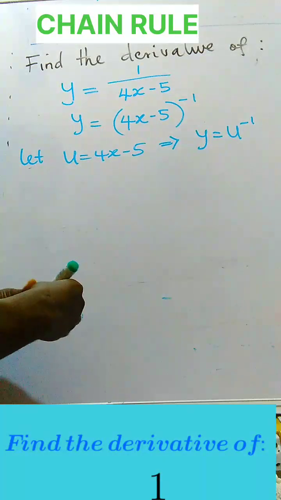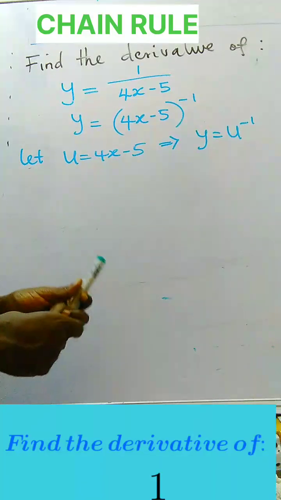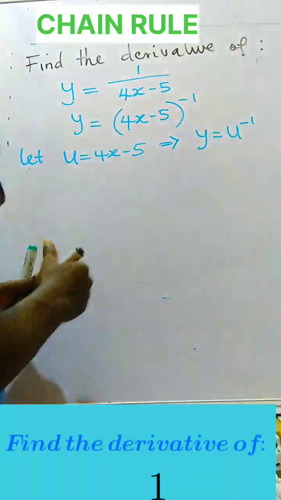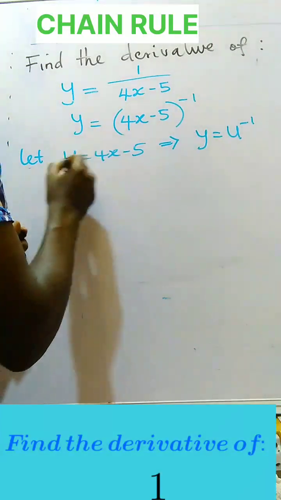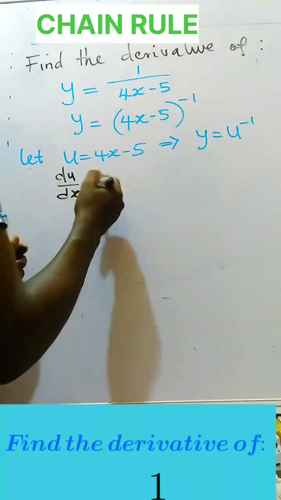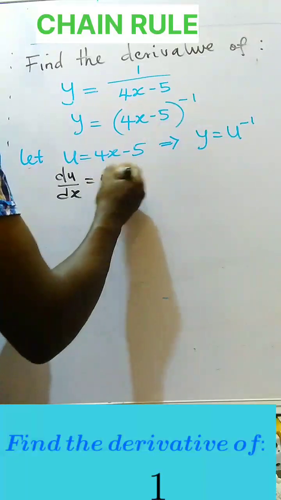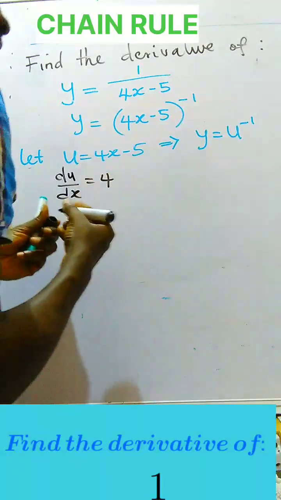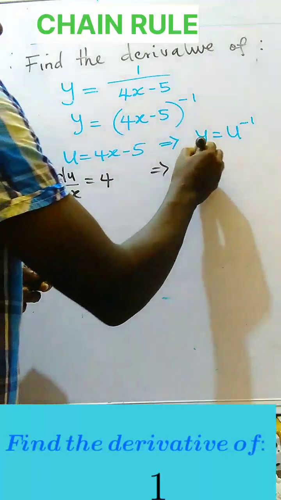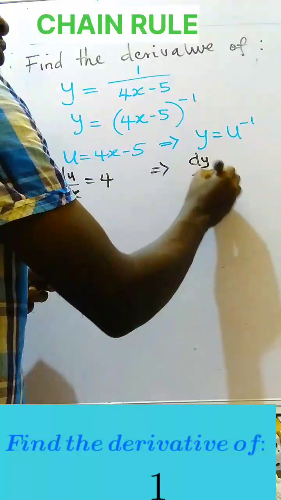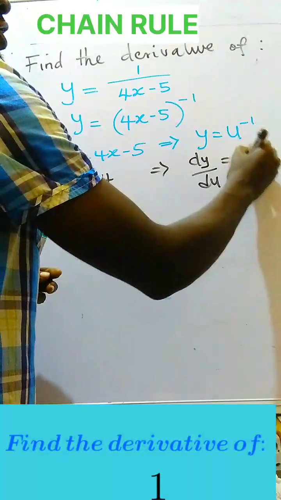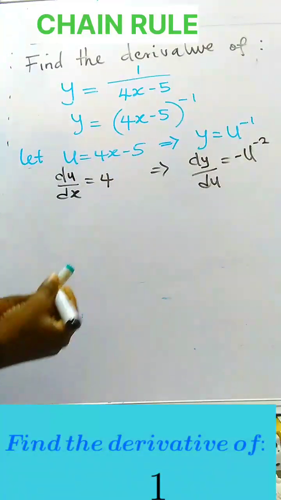Can you see that? Okay, so what I'm going to do next is differentiate both equations, this equation and this equation. Because I'm having u and x here, I'm going to be differentiating u with respect to x, so that's du/dx. Differentiating this gives me 4, and differentiating this gives me 0. Now let's come to this one. Since I'm having y and u here, I'm going to be differentiating y with respect to u. So if I differentiate this, I'll be having minus u to the power of minus 2.